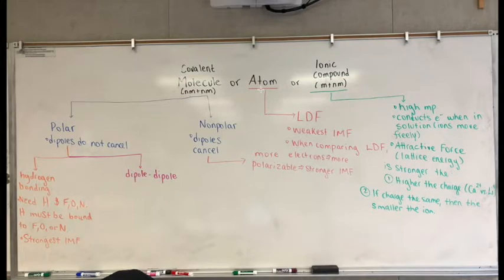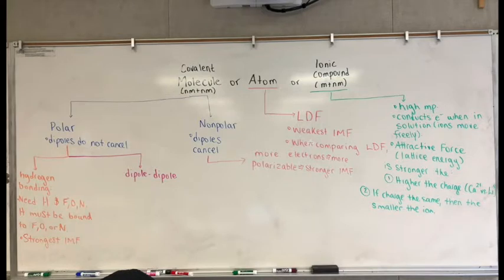Most of the atoms that exist on the periodic table are metals. Those would have metallic bonding. When I say an atom, I mean a nonmetal that's by itself. For example, neon, argon, any of those atoms would have London dispersion forces. London dispersion forces are your weakest type of intermolecular force.